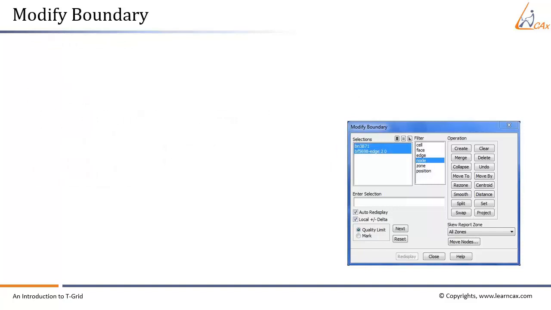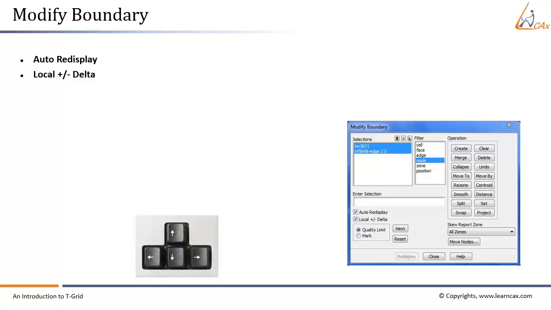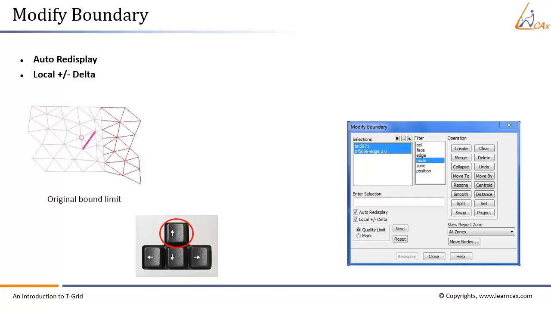Now, below the Enter Selection option, you will observe two sub-options, that is, Auto Redisplay and Local plus or minus delta. Here, the Auto Redisplay option automatically updates the display after a boundary modification operation is performed. The Local plus or minus delta option enables automatic display of the skewed face along with some of the faces around it. Hotkeys up arrow and down arrow can also be used to increase or decrease the bound limits in the graphics window.